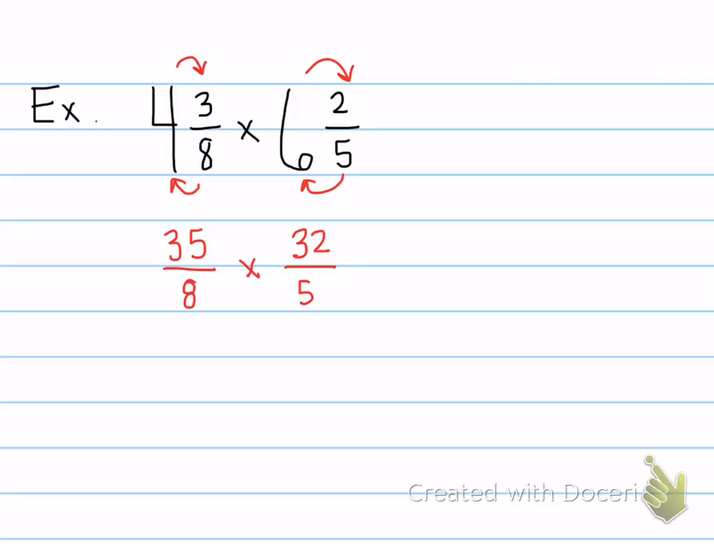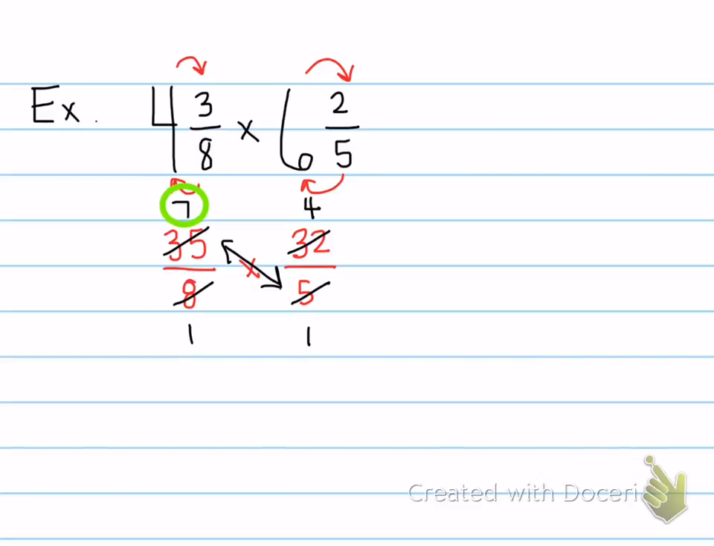I'm going to check my diagonals, 8 and 32. I know that 8 actually goes into 32. So 8 goes into 8 once, 8 goes into 32 4 times. 1 and 4 can't be simplified anymore. 5 and 35. I know that 5 goes into both of them. 5 goes into 5 once. 5 goes into 35 7 times. 1 and 7 can't be simplified anymore.